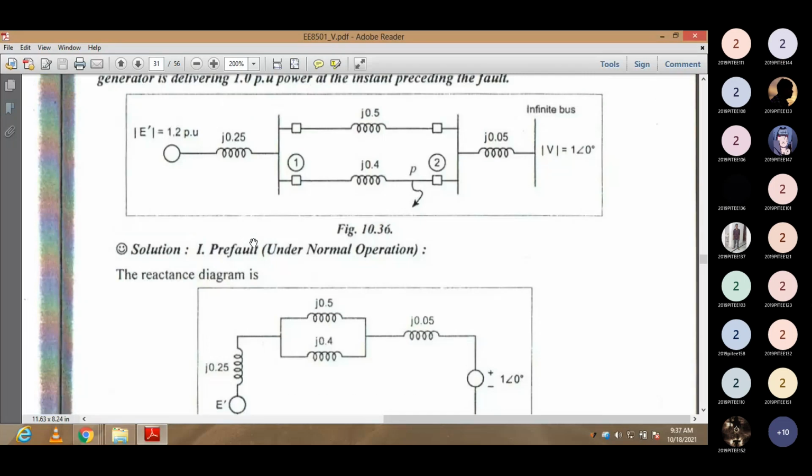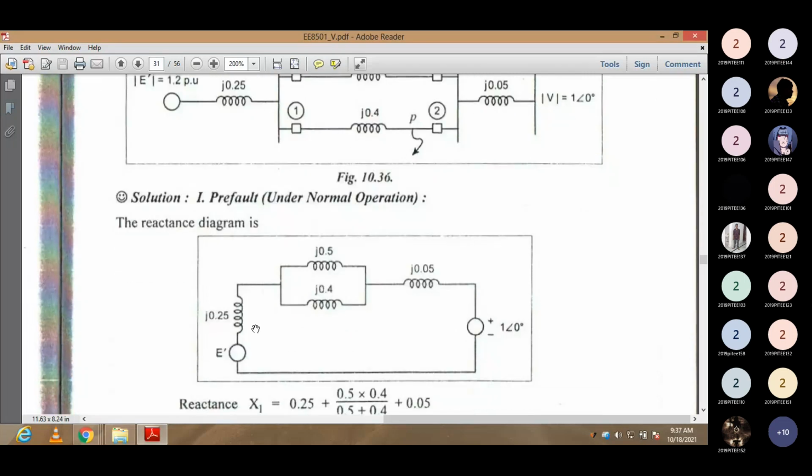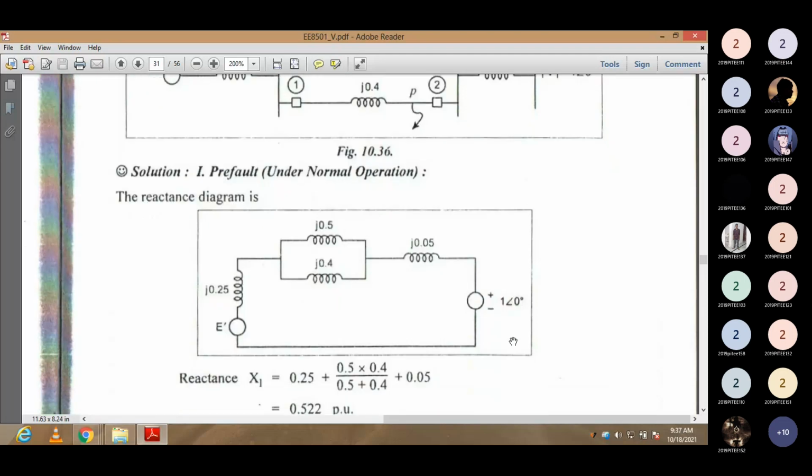In the normal operation, I am converting the one-line diagram into a reactance diagram. So this is my generator equivalent. I have two parallel transmission lines, j0.5 and j0.4. I am drawing them in parallel, in series with the infinite bus reactance j0.05, and you have the infinite bus bar voltage 1 at an angle 0. So this is the normal reactance diagram during the pre-fault condition.